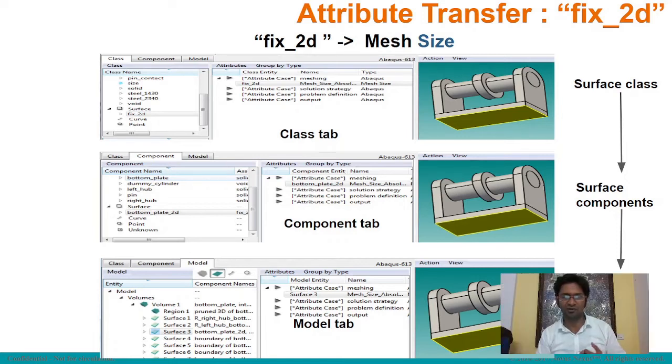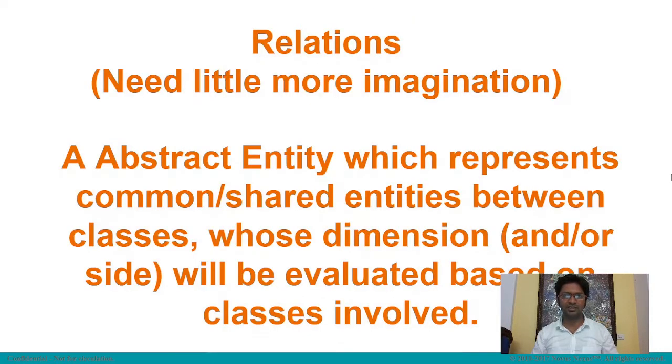Whether it's a volume class or surface class or any other class or any other closure entity, the transfer of attribute will happen in a similar way. That is, firstly, it will get transferred onto the respective component, and after that, it will get transferred onto the respective geometrical entities. Let's now see some more details related to relations.